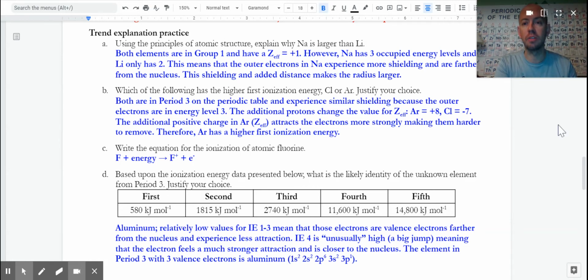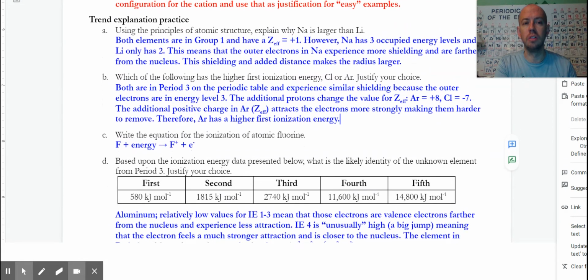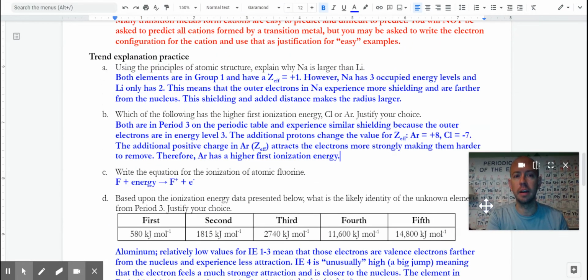So I'm going to move my head out of the way a little bit here, and then we will look at all of these together. So there we go. So using the principles of atomic structure, and that's normally your header when you're asked to think about Zeff and shielding, explain why this is larger. Sometimes you'll see this in multiple choice with lots of options.